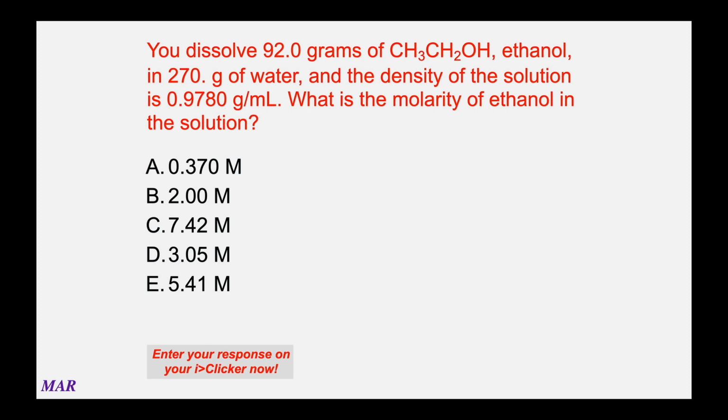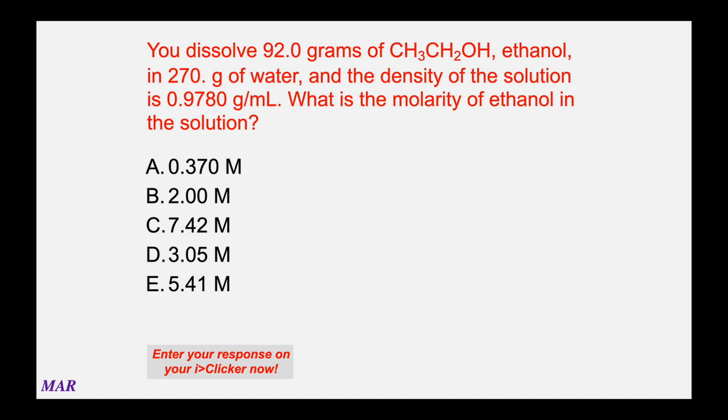So what scientists usually do is they find the total mass of the solution. So that would be 92.0 grams of ethanol plus 270 grams of water. Add those two numbers together. That's going to be the mass of the solution. Remember, solution is solute plus solvent. So 92.0 plus 270 gives you mass of solution.